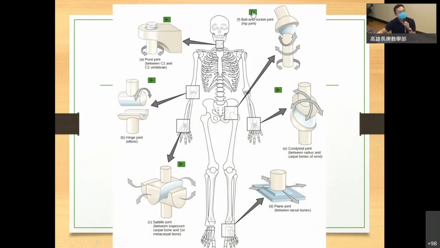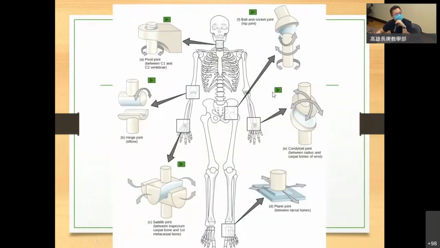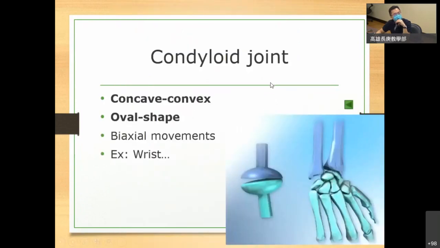Okay, so another is the ball and socket joint. The ball and socket joint is also composed of a concave and a convex component, and it is always a round shape. The examples are the hip joint and the shoulder joint. The ball and socket joint has multi-direction movement. So our shoulder and our hip joint do a lot of kinds of motion.